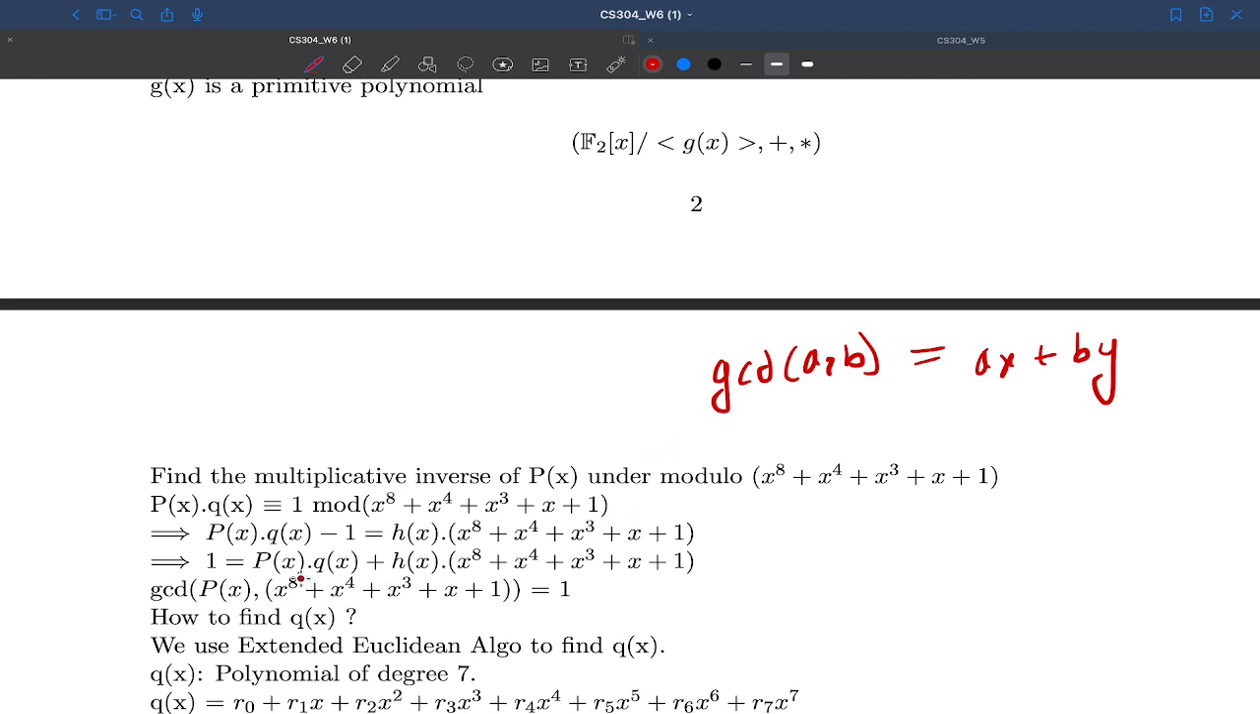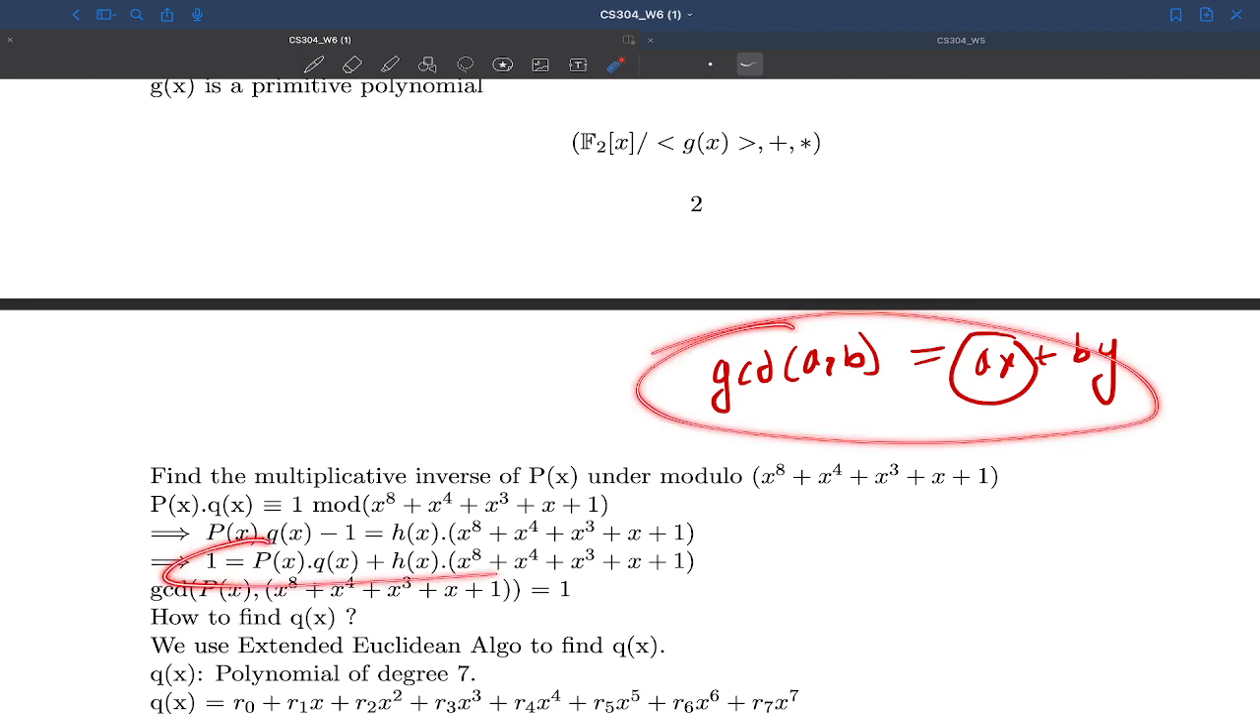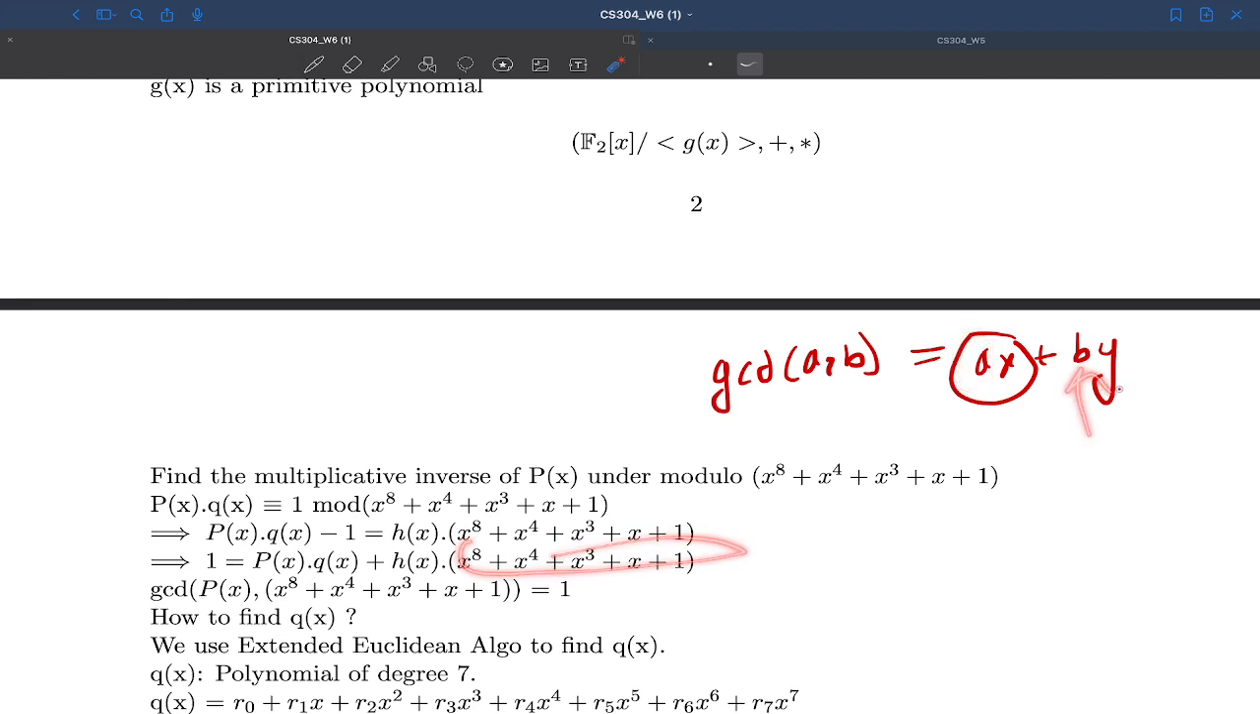So here you can see that this px times qx looks like ax, and this looks like by. And if I compare these two equations, I can say that GCD of a comma b is 1. Or I can say that GCD of px and gx is 1. So px is analogous to a, and this gx is analogous to b. And we started with the assumption that qx is the inverse of px.